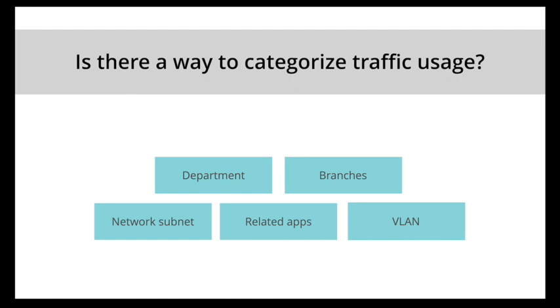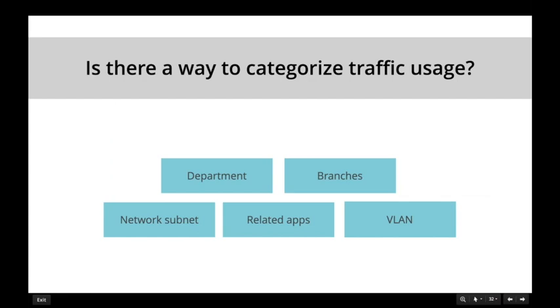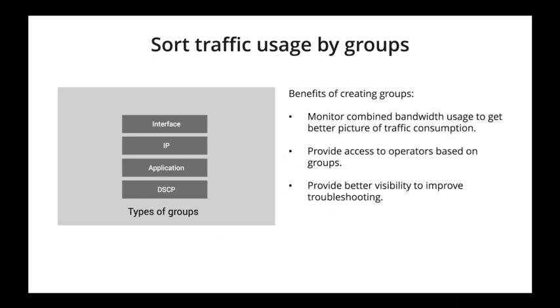Next, is there a way to categorize the traffic usage? Suppose in your network, you can see the traffic usage, but you want to view the combined traffic usage by a particular department or a branch or a subnet in your network or traffic used by a particular VLAN. There is an option called traffic grouping in NetFlow Analyzer. With this grouping option, you can group multiple interfaces or IP addresses or applications or DHCPs and create your own groups. So let me take you to the UI.